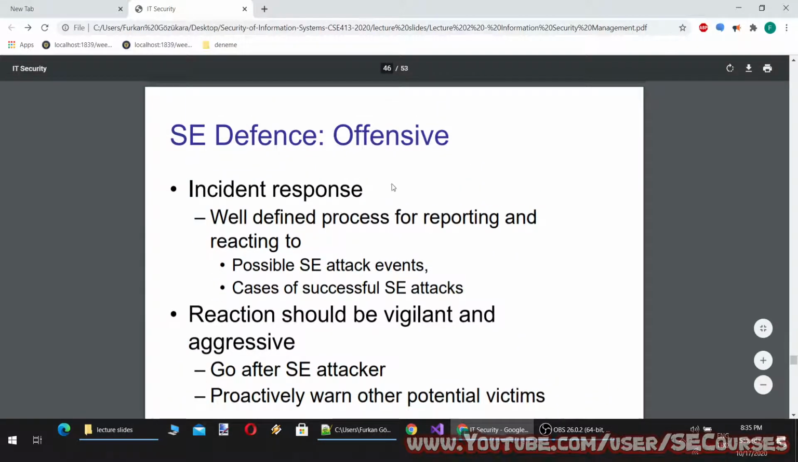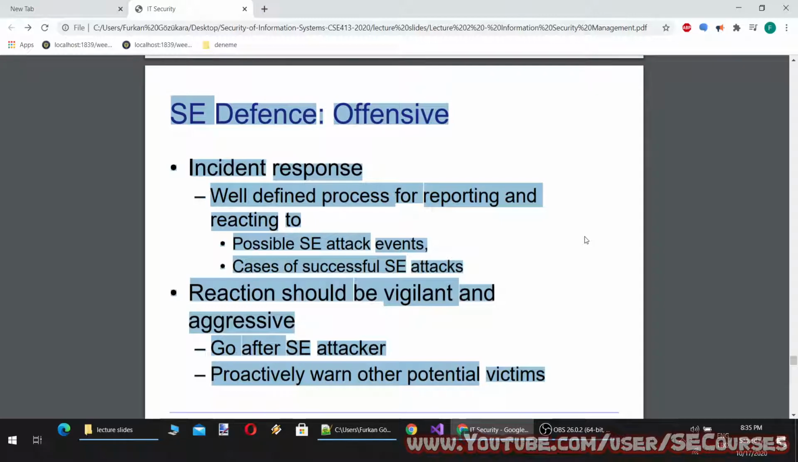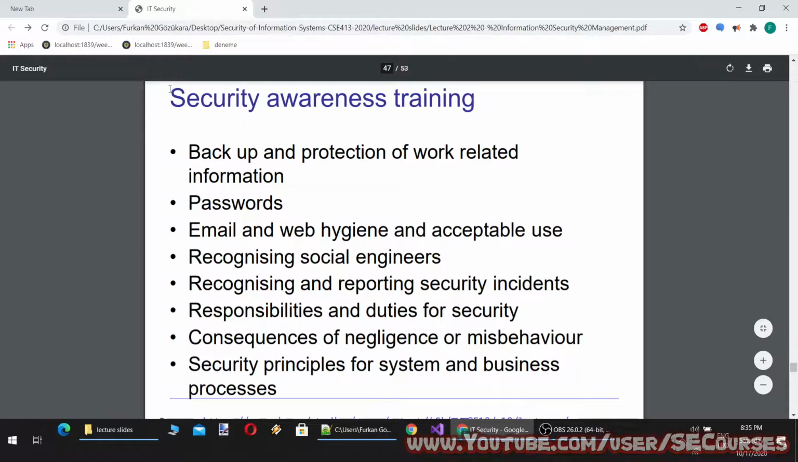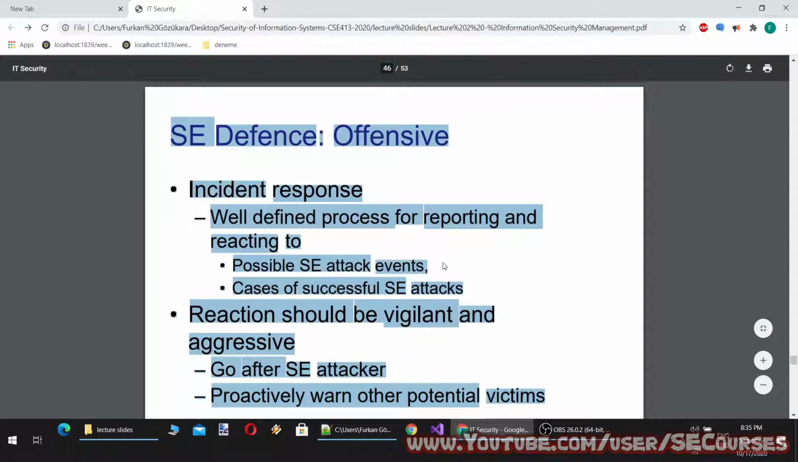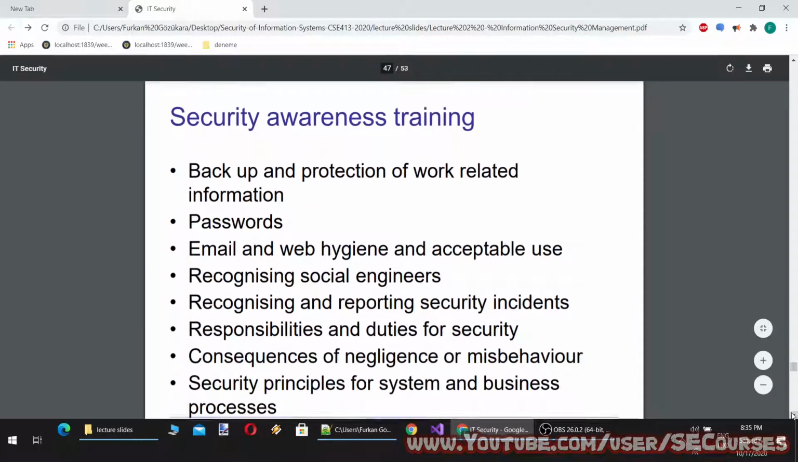And the offensive. SE defense, offensive incident response: a well-defined process for reporting and reacting to possible SE attack events. In cases of successful SE attacks, the reaction should be vigilant and aggressive: go after the SE attacker and proactively warn other potential victims. If your company goes strongly against social engineering attackers, they are likely to be afraid of attacking you if you have such a reputation.